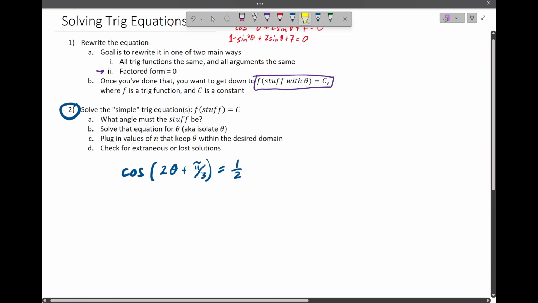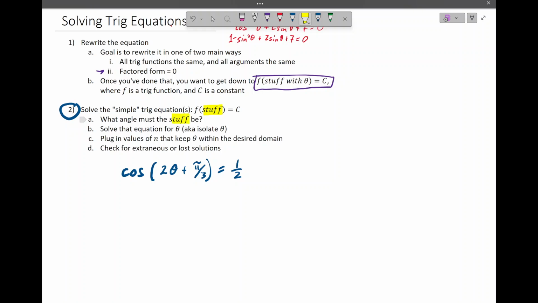In this example, the stuff is this entire thing that you're taking the cosine of, this entire quantity, 2 theta plus pi over 3. So I'm kind of zooming out, blurring my vision a little bit, and just imagining this is just some angle, which, well, not imagining, it is some angle. This is just some angle with a cosine value of 1/2.